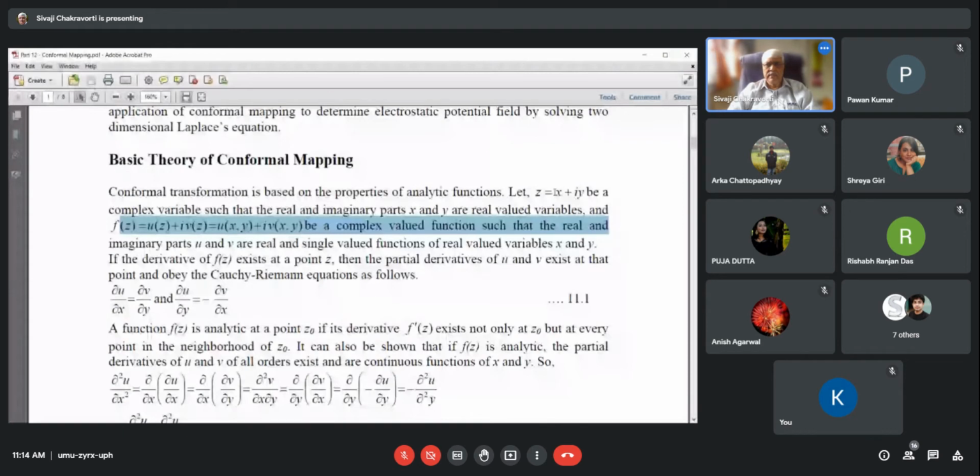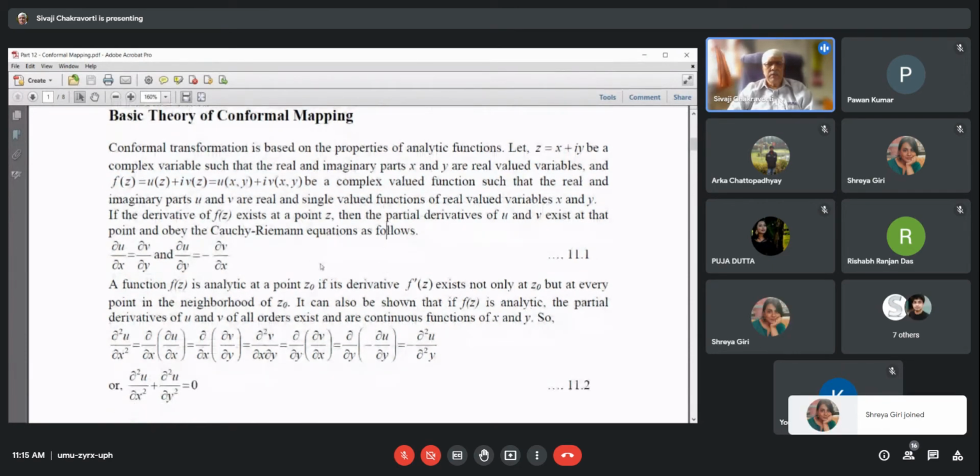They are not complex numbers, whereas z is a complex quantity. Whereas f(z) is a complex function which has two parts, real and imaginary, and both these real and imaginary parts are actually functions of z, and therefore it's a complex one. So u is a function of x and y, v is also a function of x and y, and this x and y is coming from z. So this is our starting point of conformal mapping, that we should have a function f(z) like this.